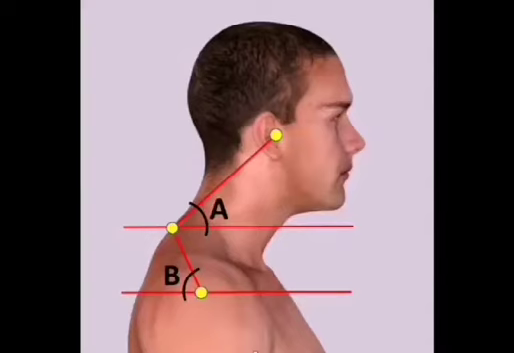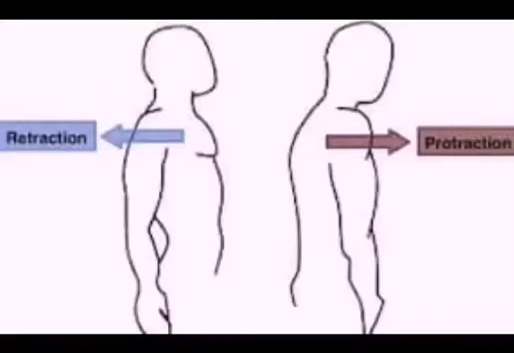So let's start with the head. Possible movement is forward head. As an evaluator, you have a forward head. Second is the shoulder. Possible movement is protracted or retracted. You have a protracted shoulder.